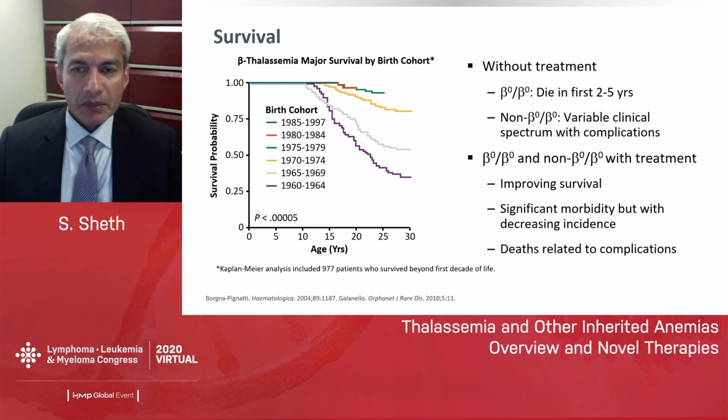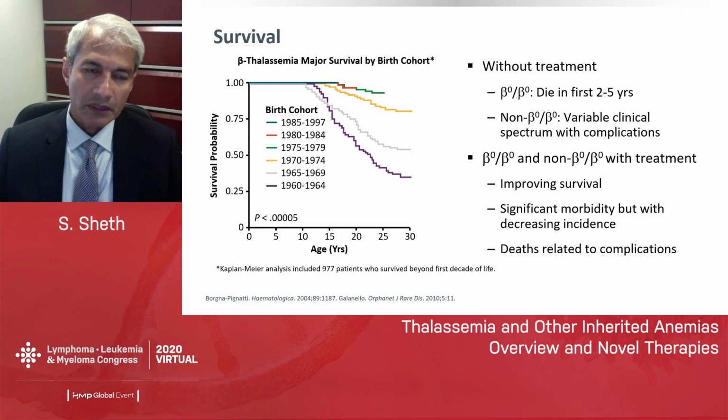Survival without treatment in beta-0 thalassemia, so the individuals who make no beta globin at all: the natural history of this disease is death within the first 2 to 5 years from heart failure because of the severe anemia. In non-beta-0 thalassemia individuals, there's a variable spectrum of severity and therefore variable complications and a variable mortality rate as well.